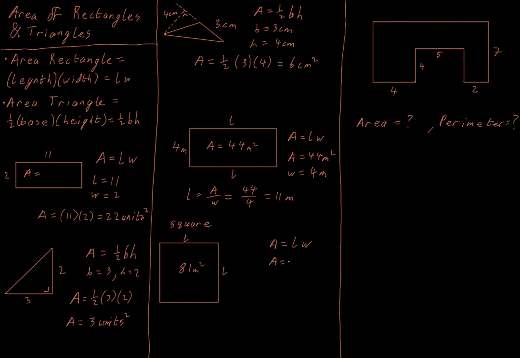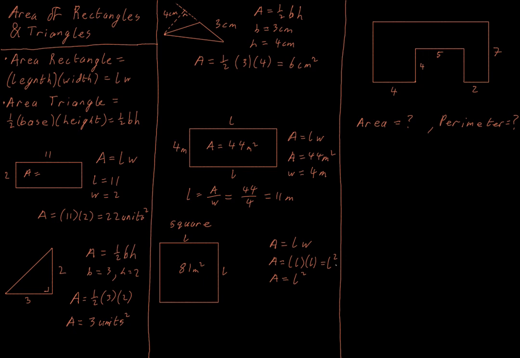Well, that means that the area is length multiplied by length. But if I multiply something by itself, that would be the length squared. So the area of my square is going to be the length squared.